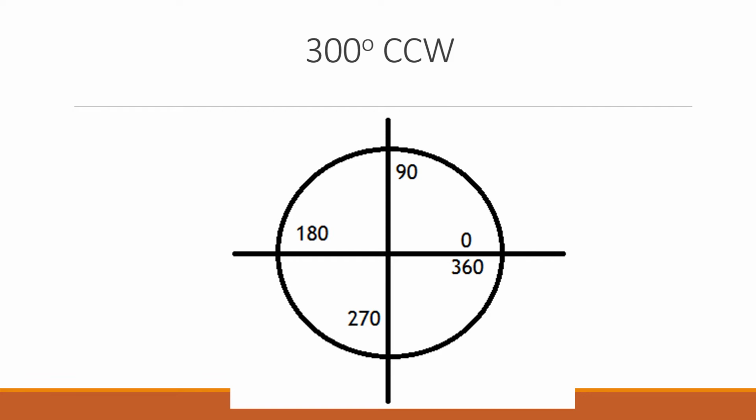What if you had 300 CCW? Okay, well, I know that 300 is going to fall between 270 and 360. I'm just going to keep it simple. 270 plus what is 300? 30. Look at that triangle. Look at how it's drawn. That's 30 degrees east of south. Awesome.